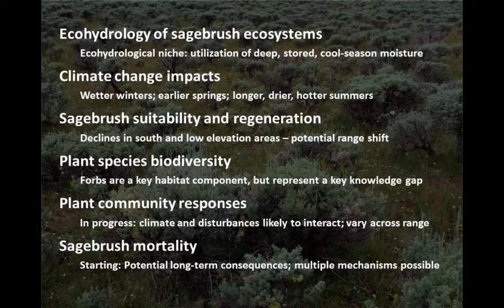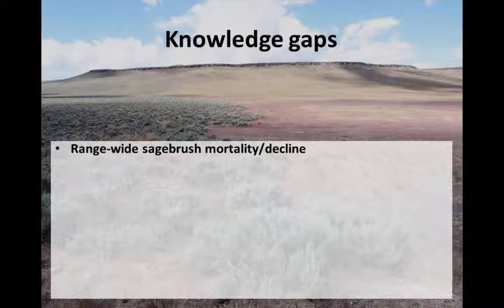And then we're starting on a mortality project. We think there's probably some long-term landscape scale consequences of this mortality, and it's probably responding to multiple different mechanisms. So we have some ideas about knowledge gaps, but maybe I'll be quick.